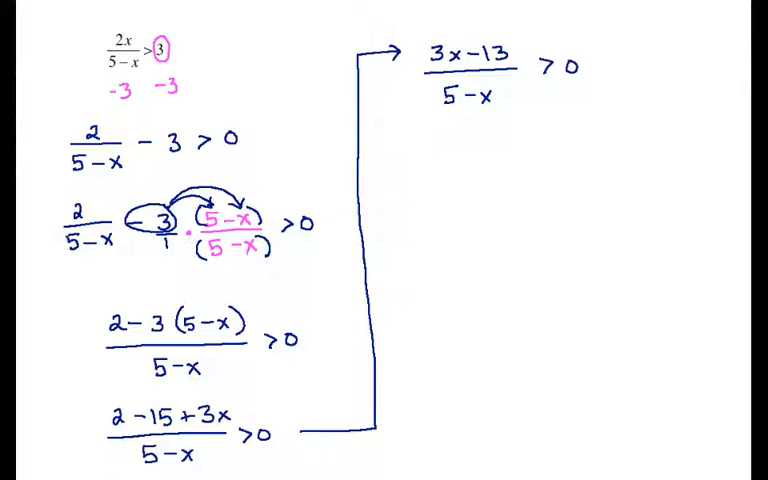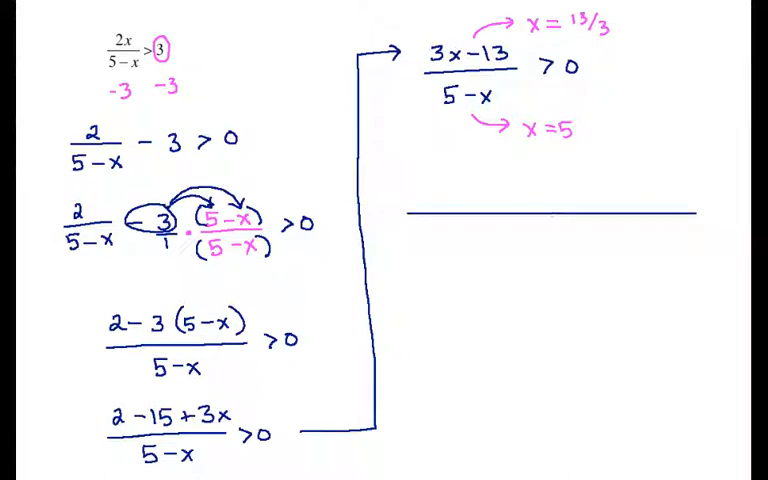So I'm now ready to find zeros of the numerator and zeros of the denominator to mark up the boundary numbers on my number line. The numerator gives me x equals 13/3, and the denominator gets me x equals 5. If you don't see it right away, just set 5 minus x equal to 0. We could solve this by adding x to both sides. We can see pretty quickly that we end up with 5 equals x.